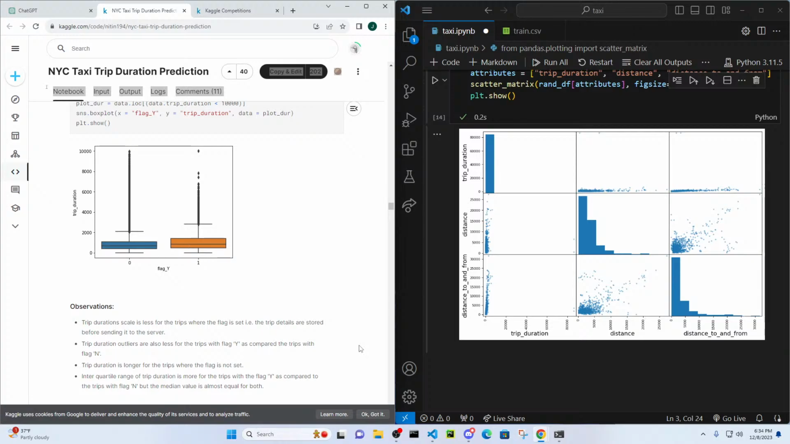Interquartile, I think the number of trips where it was set to yes are like so low too. It was like 0.01 or something super low. Interquartile range of trip duration is more for the trips with the flag Y as compared to the trips with flag no, but the median value is almost equal for both. Interquartile range.